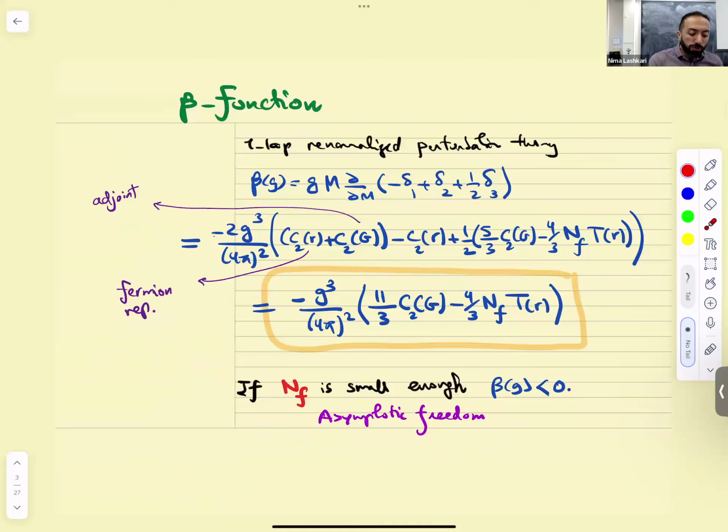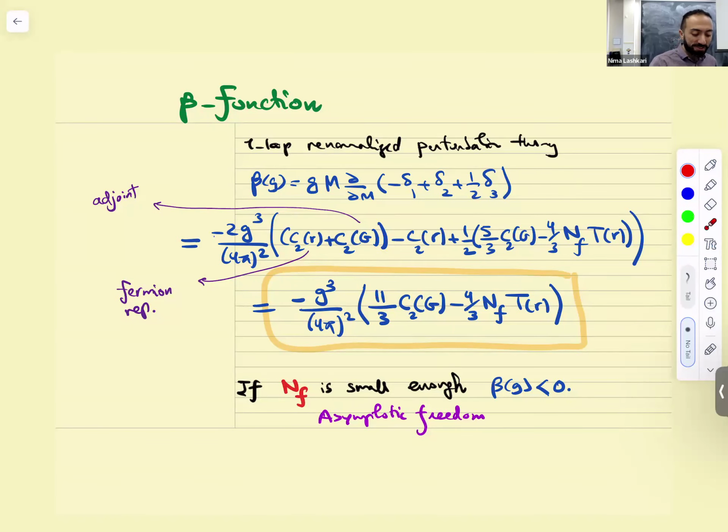Okay, so in one loop renormalized perturbation theory, we computed the beta function. As we said several times in the course, the beta functions are M d/dM, right? And the only M dependence in renormalized perturbation theory comes through the counterterms, because the counterterms pick up M dependence from normalization conditions, right? So the result of the calculation was that delta 1 gave you C2 of R and C2 of G. Do you remember what this was?